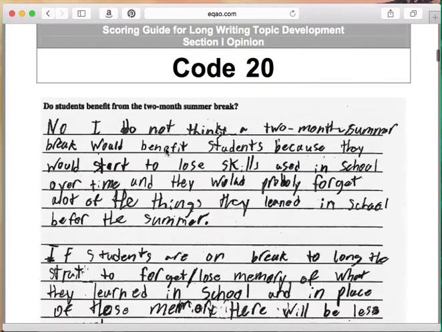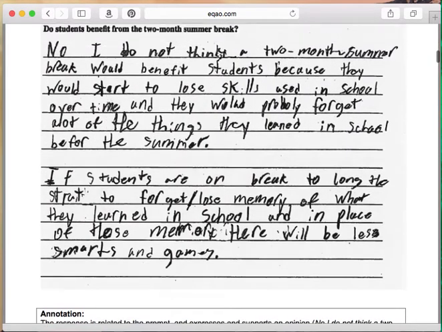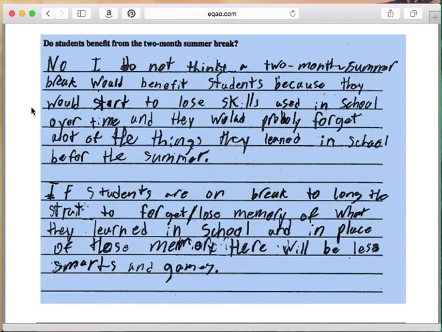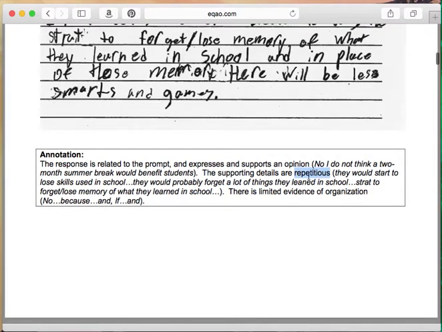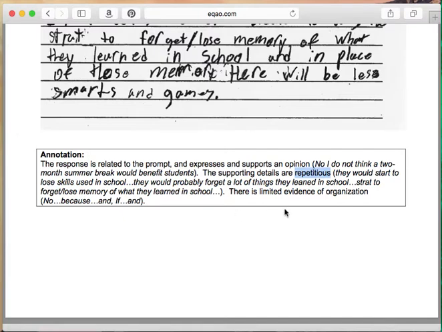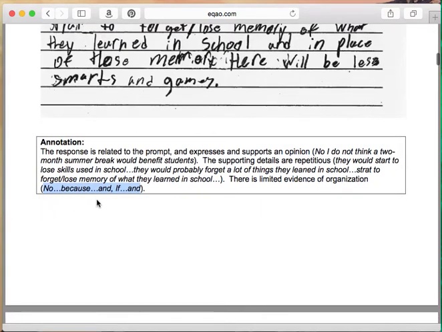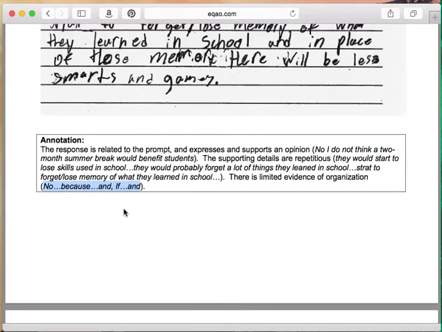This is code 20, or 20 out of 60. Once again, the student did not meet the requirement of roughly 2 pages of writing. But it was related to the prompt. It did express, and it tried to support an opinion. They were dissatisfied because they felt that the supporting details were repetitious or redundant. Also, there was limited evidence of organization. So these are the transition words. This student was sort of rambling, just saying no, because, and, if, and. You want to use more thoughtful transition words than that.